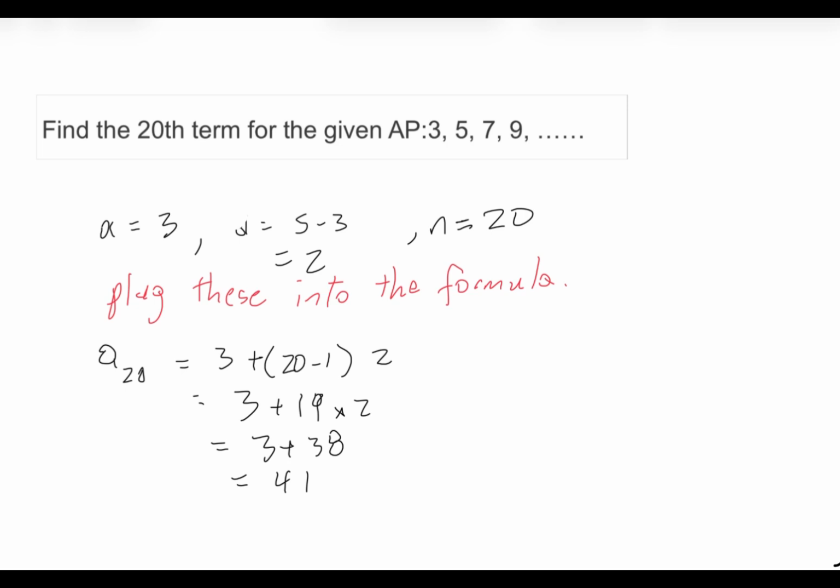We have a sub 20 is equal to 3 plus (20 minus 1) times 2. That will be equal to 3 plus 19 times 2 is equal to 3 plus 38, which is equal to 41. So the 20th term is equal to 41.